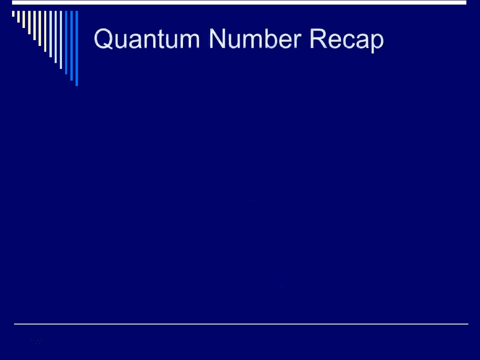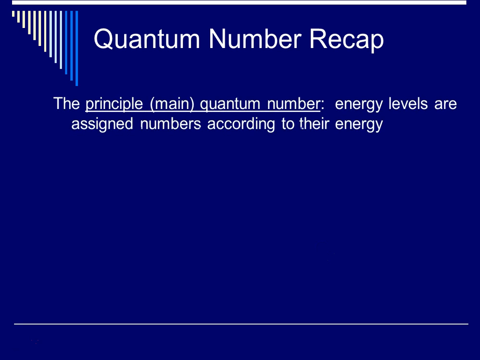So I'm going to start with a recap of the quantum numbers that we've talked about so far. And that starts with the principal quantum number. And that quantum number is about the energy levels. So the principal number tells you how many possible energy levels there are, and they're assigned numbers according to their energy. And the numbers are integers from 1 through 7, with 1 being the lowest energy, closest to the nucleus, and 7 being the highest energy, farthest from the nucleus.